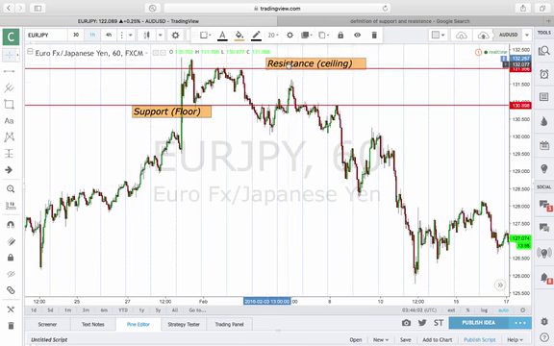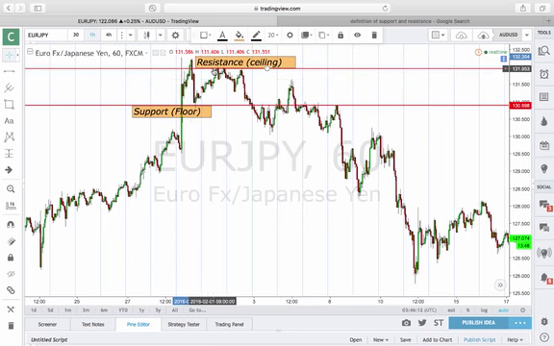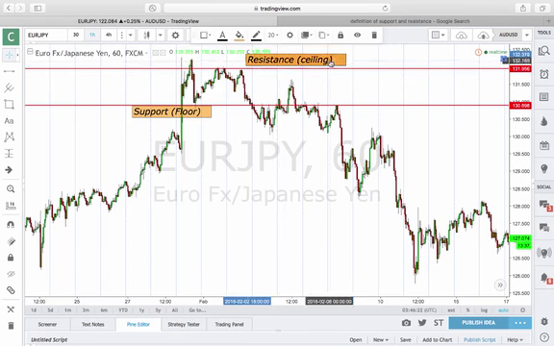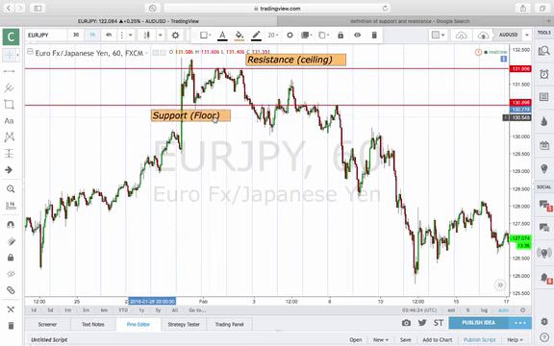Now, resistance is another word for pretty much a ceiling, and support is pretty much like a floor. So as you guys can see, from this point and from this point, this was the ceiling and this was the floor. Okay? Now, I want you guys to understand that this is very adaptive to everything, and it's very simple, but we just have to see it with our own eyes and always move along with the markets.